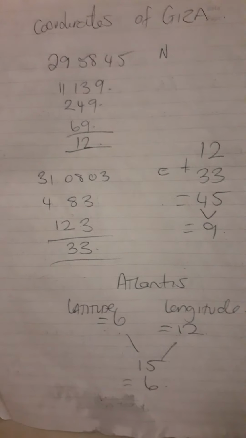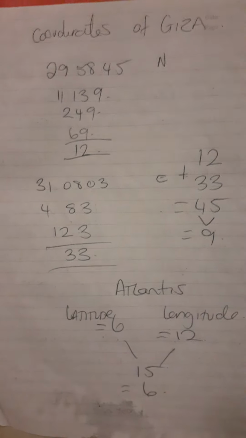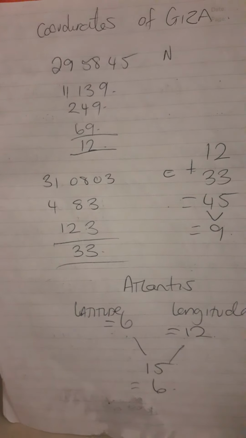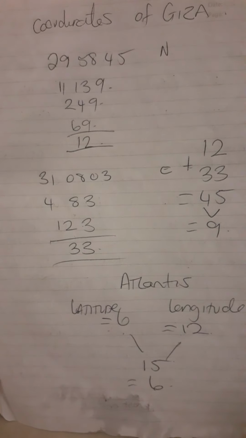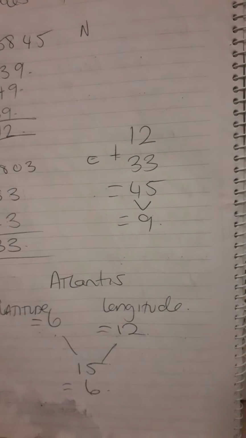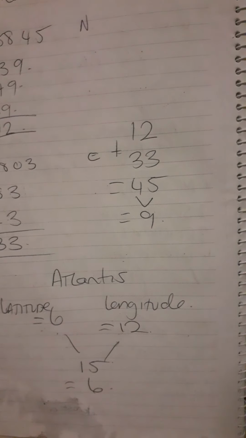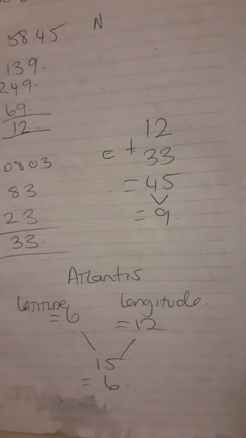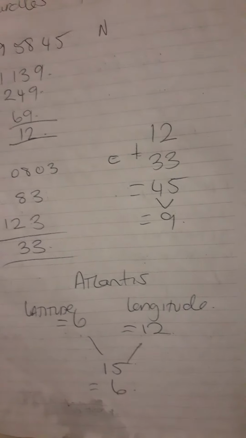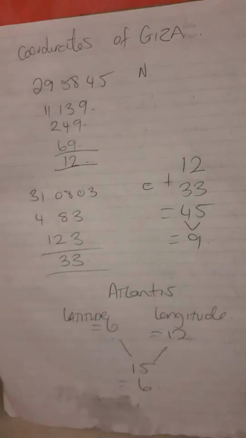So the coordinates of Giza, longitude, latitude, obviously you work out one part, it's 12, the other's 33. Over here, if you add them together, 33 and 12 equals 45, equals 9. 4 plus 5 is 9. Okay, so 9 is our number up there.